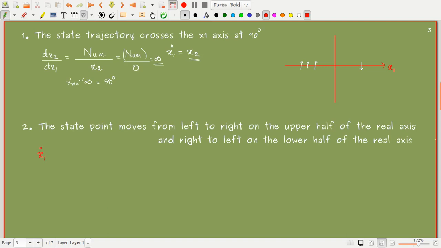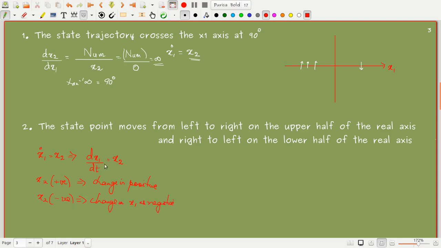we can write x1 dot equal to x2, which implies the change in x1 with respect to time is equal to x2. If x2 is a positive value, that means the change in x1 is positive. And if x2 is negative, the change is negative. Change in x1 is negative.